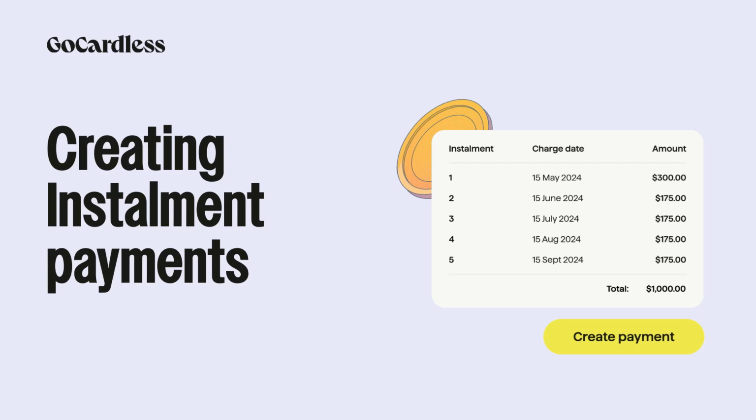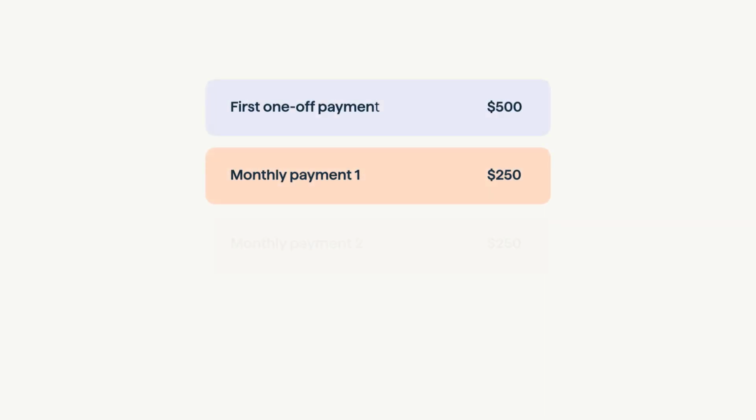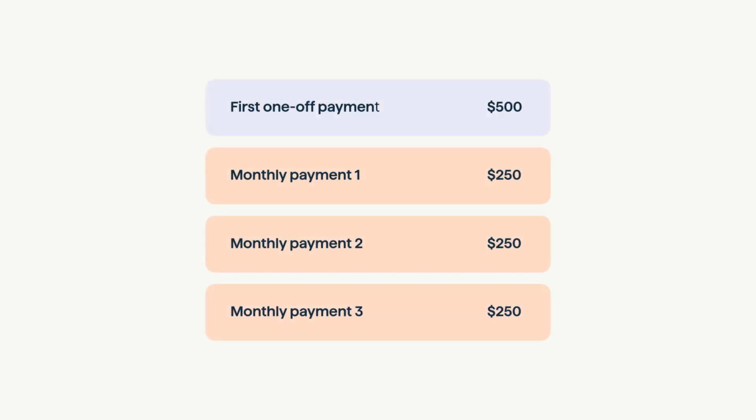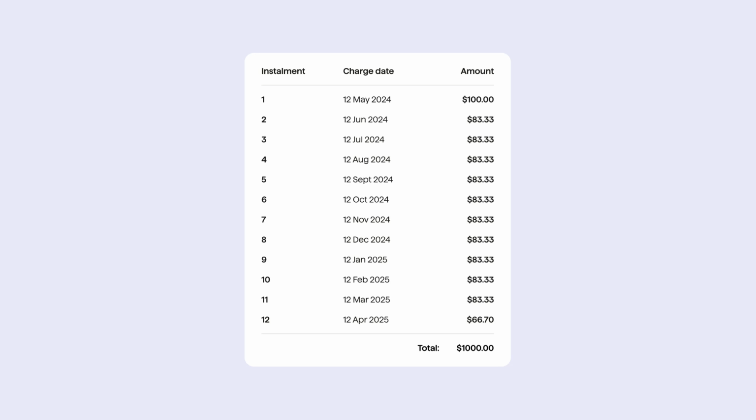In this video, we'll look at how to create an installment payment. These payments are really useful when you want to spread the cost of a larger payment over several installments. For example, our customer Mary wants to spread the cost of an annual insurance policy over 12 months.